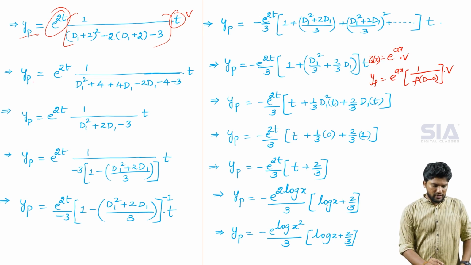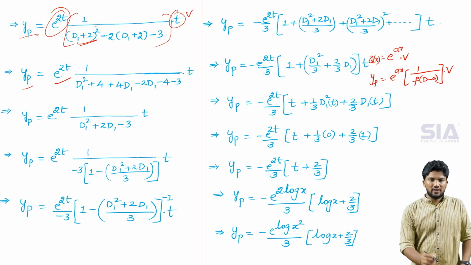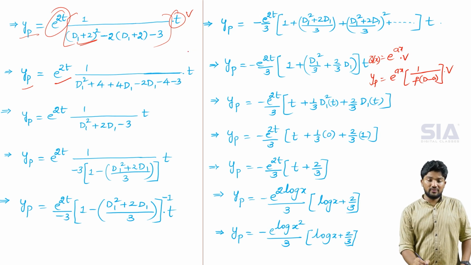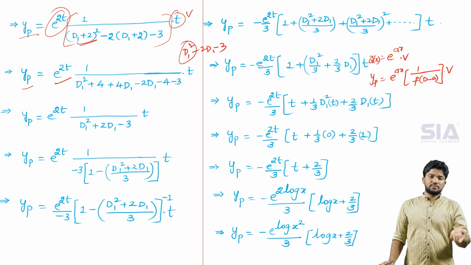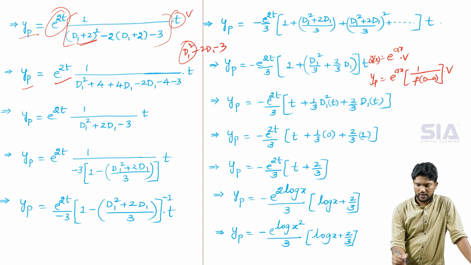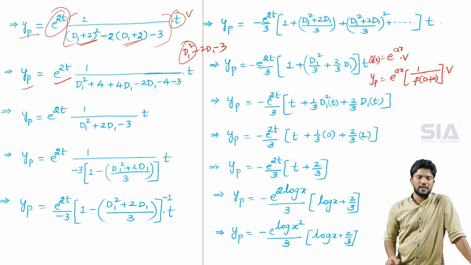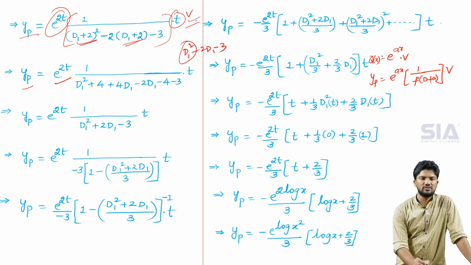So y suffix p is equal to e power 2t times 1 by f of d, where f of d is d1 square minus 2d1 minus 3. Wherever you have d1, substitute d1 plus a, here d1 plus 2. So d1 plus 2 whole square minus 2 into d1 plus 2 minus 3, into the small t.